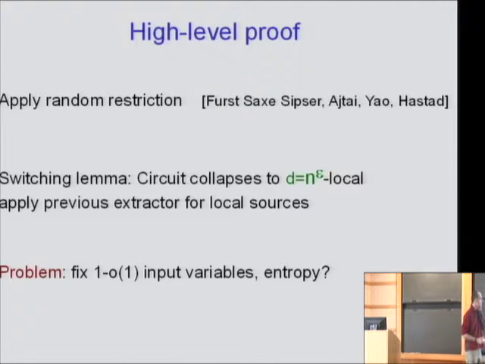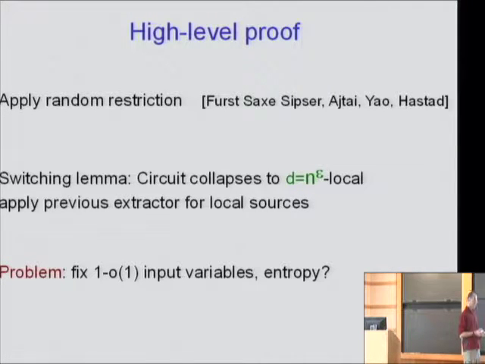So how do we do this? Apply random restriction, as Avi was saying. The idea is that by the switch lemma, the circuit is going to collapse to a local source, and then I'm going to apply the previous extractor. One problem is that when you apply the switch lemma or random restriction, you're going to fix the vast majority of the variables. So conceivably, you could have lost all your entropy.